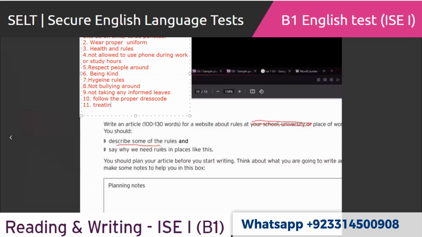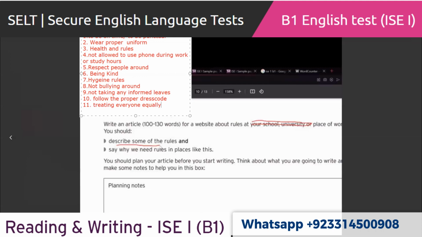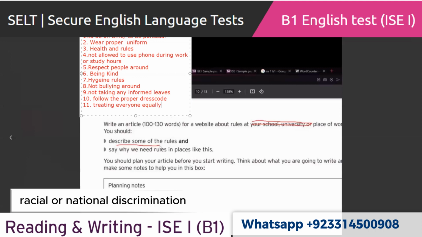Treating everyone equally. And now if somebody is good at English, they can add on without any gender, racial, or national bias, or any gender, racial, or national discrimination. That's a lot of English, I know. So don't write it. It's for those who know and who can understand what I'm saying, right?